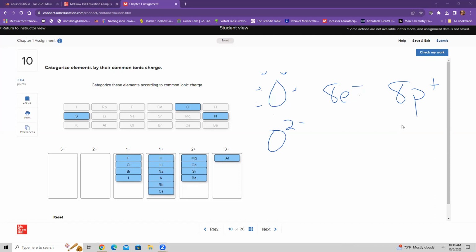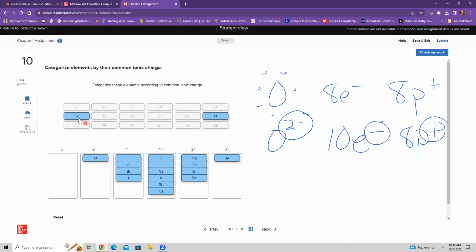So you have 2 single ones, and it's obvious that it wants 2, because remember, everybody wants 8 electrons on their outer shell. It only has 6. So by gaining 2, it becomes 10 electrons and still 8 protons. Again, it's a -2 because positive minus negative gives you -2. So oxygen, and also sulfur, which is also in group 6. And then nitrogen, we can do the same thing, and it's in group 5.